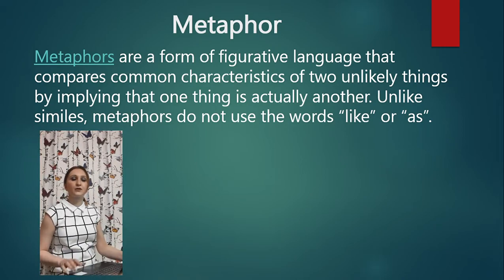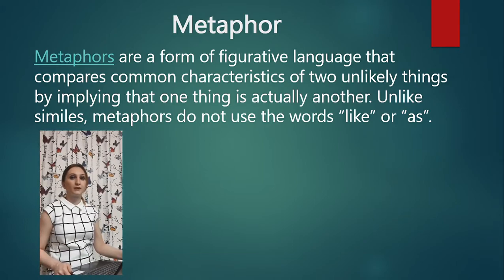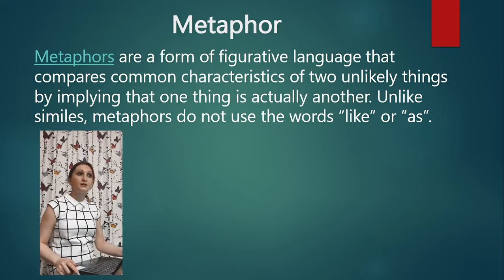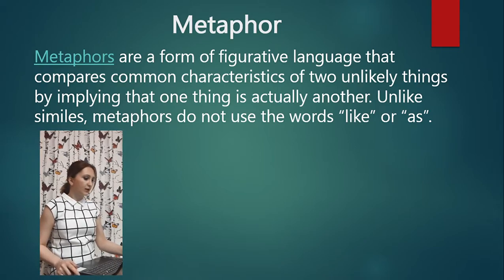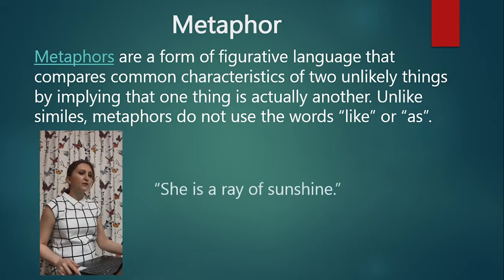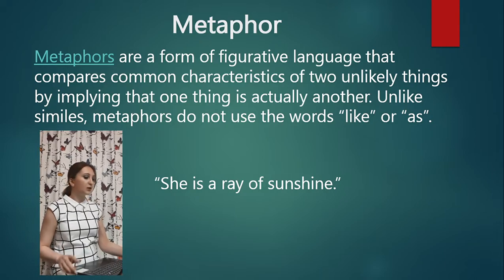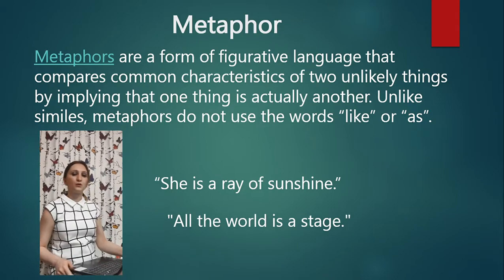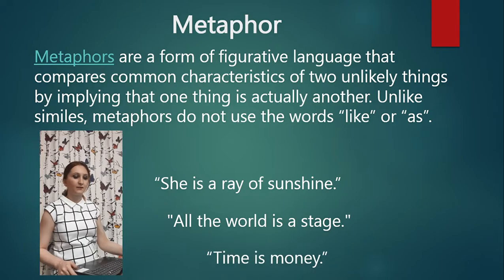You are going to take 2 different things, find a common quality between them, and compare them. But be careful. You are going to make a sentence about these qualities without using as, like, as if. The examples are, she is a ray of sunshine. Not she is like a ray of sunshine in my life. No, she is a ray of sunshine. All the world is a stage. Not all the world is like a stage, otherwise it will be a simile. Or time is money. These are the examples of metaphors.